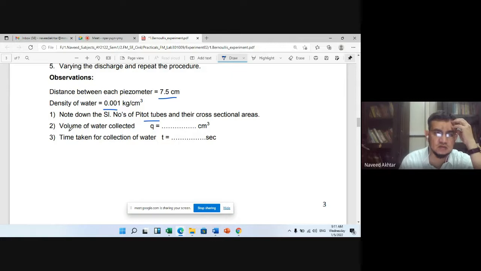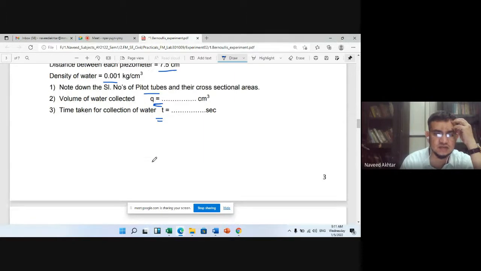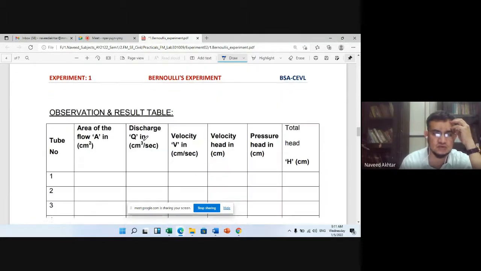Okay. Then the volume of water collected, you will know with the time taken to collect the water, which you can get from the stopwatch. So the discharge, you know the area of each section, for tube 1 you know the discharge, and the velocity you can calculate, velocity head V square upon 2g, pressure head P upon rho g, and total head. We add columns 5 and 6 to get the total head. Here we are considering the total head as constant.